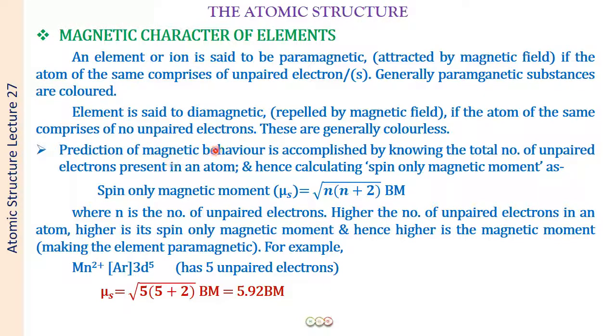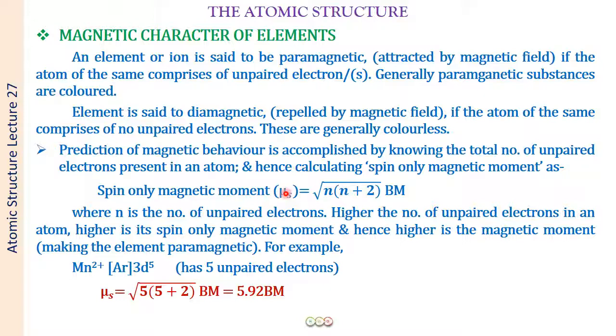And the prediction of the magnetic behavior can be accomplished by knowing the total number of unpaired electrons present in an atom. And by seeing the number of unpaired electrons, what are we calculating? We are calculating the spin only magnetic moment, right? So if there are unpaired electrons, that means that the spins of the electrons are not completely cancelling. If there were paired electrons, that means the spin of one cancels the spin of the other.